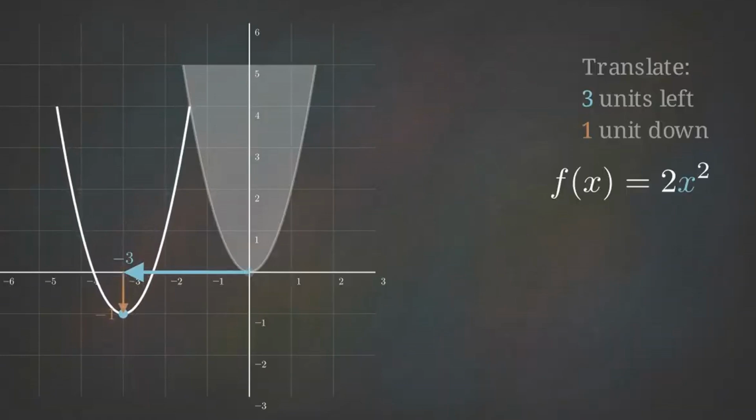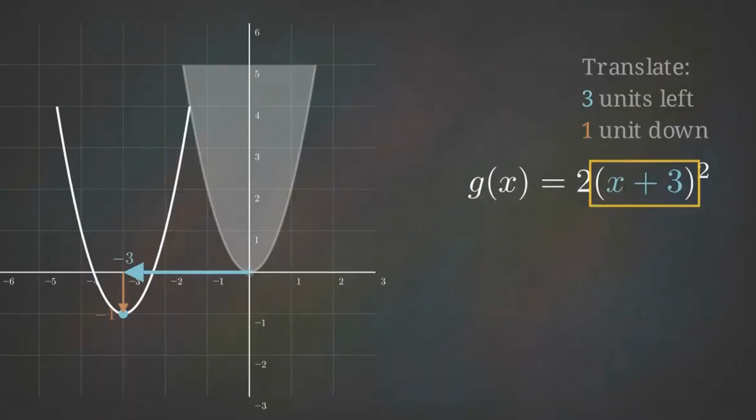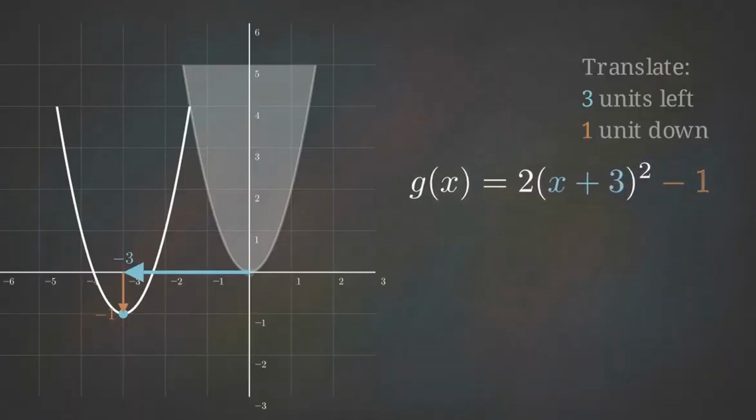To accurately shift the graph horizontally, the shift must sit inside the bracket, directly attached to the base x. So we replace x with x plus 3. Then we subtract 1 from the entire expression for the downward vertical shift.